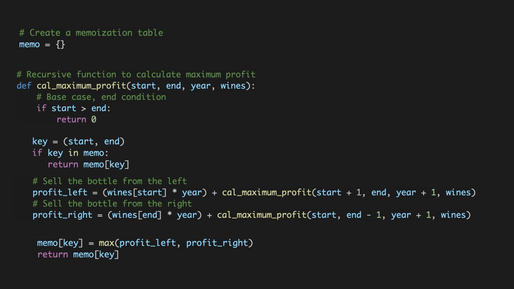The time complexity for the dynamic approach is O of n square, where n is the length of the wines array. So if you think about it, each recursive call reduces the problem size by 1, either by increasing start or by decreasing end. And the total number of subproblems to solve is the number of pairs of start and end values. Since start and end range from 0 to n-1, the time complexity is O of n square. The space complexity remains at O of n.